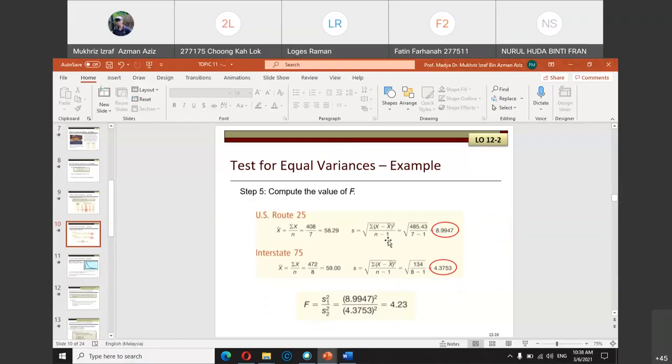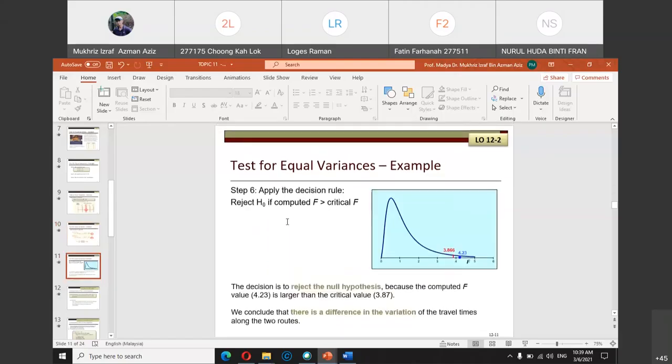Note that this is the formula to calculate the variance or standard deviation from the sample. That's why you need to divide by n minus 1. There is nothing new here. You learned before how to calculate sample standard deviation and also population standard deviation. This one is sample standard deviation because the data is taken from the sample. Once you obtain the sample standard deviation for the first and second sample, 25 and 75, you take the ratio. Remember it is in terms of variance, so sigma squared. You get 4.23.